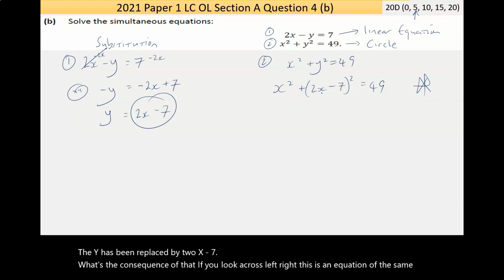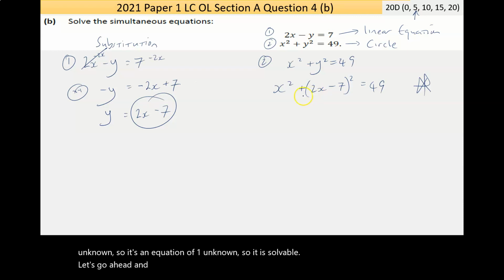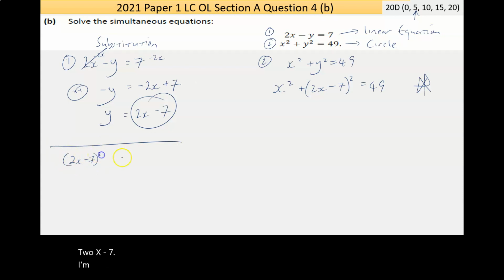So it's an equation of one unknown, so it is solvable. Let's go ahead and solve it. Now, to solve this, I have to do a bit of work. 2x minus 7, let's try to do it down here. 2x minus 7 squared, that means 2x minus 7 multiplied by itself, which is 2x minus 7.